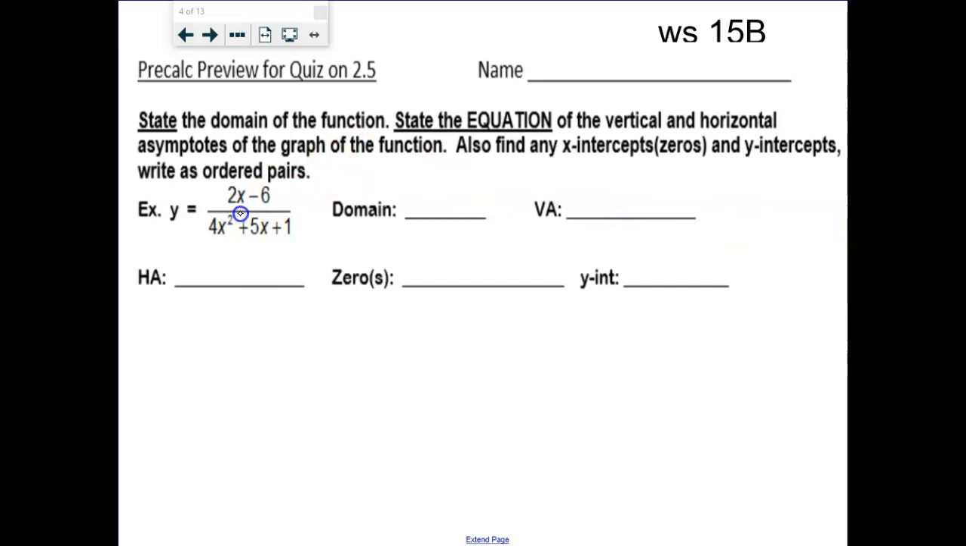Domain? Okay. So you've got to factor everything, because anything that creates a divide by 0, whether it's a hole or a vertical asymptote, it's still a domain issue. So let's see here. That would factor into 4x plus 1 and x plus 1. So my domain issues would be x can't be negative 1/4 when I solve this one, and x can't be negative 1.